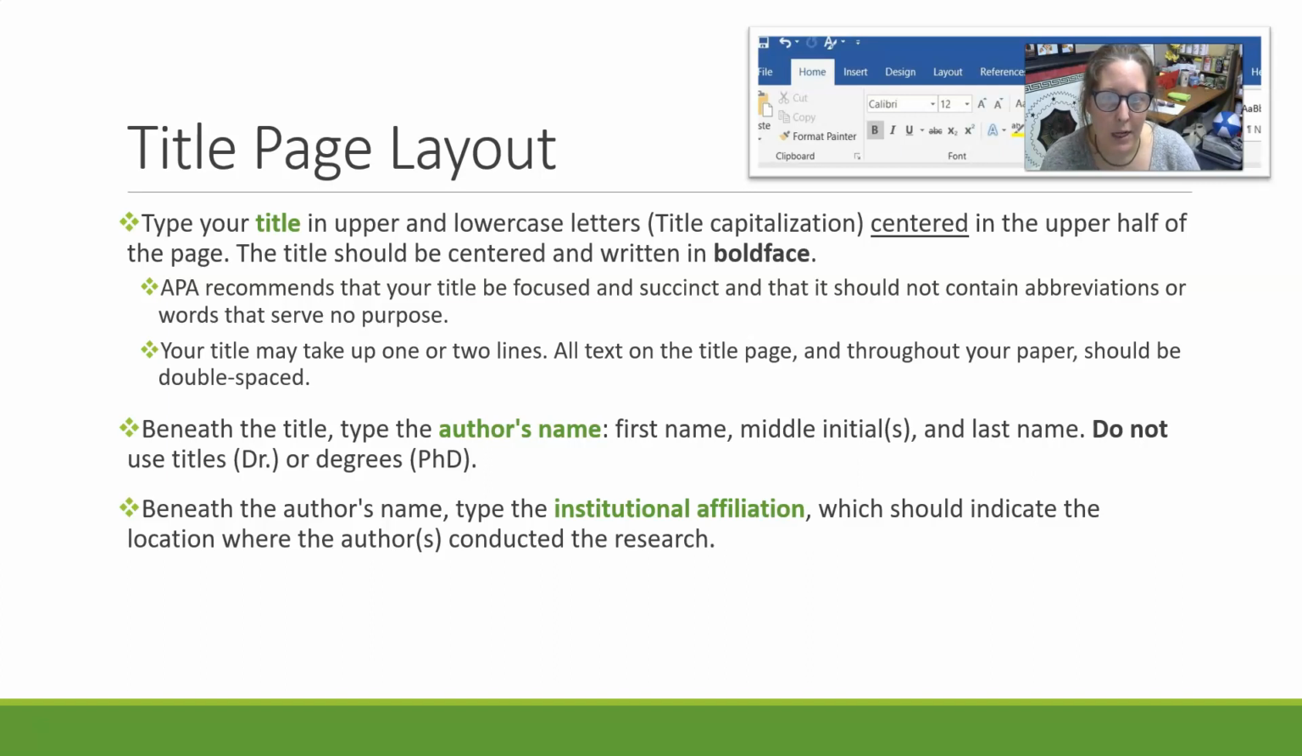APA recommends that your title be focused and succinct. So short, don't make it super long. It should not contain any abbreviations or words that serve no purpose. It can take up to 2 lines, but not more than that. And all text on the title page and throughout your paper is going to be double spaced. So don't mess with the spacing, everything's double spaced throughout the paper. Beneath the title, you type the author's name. So it goes first name, then middle initial, and then last name.